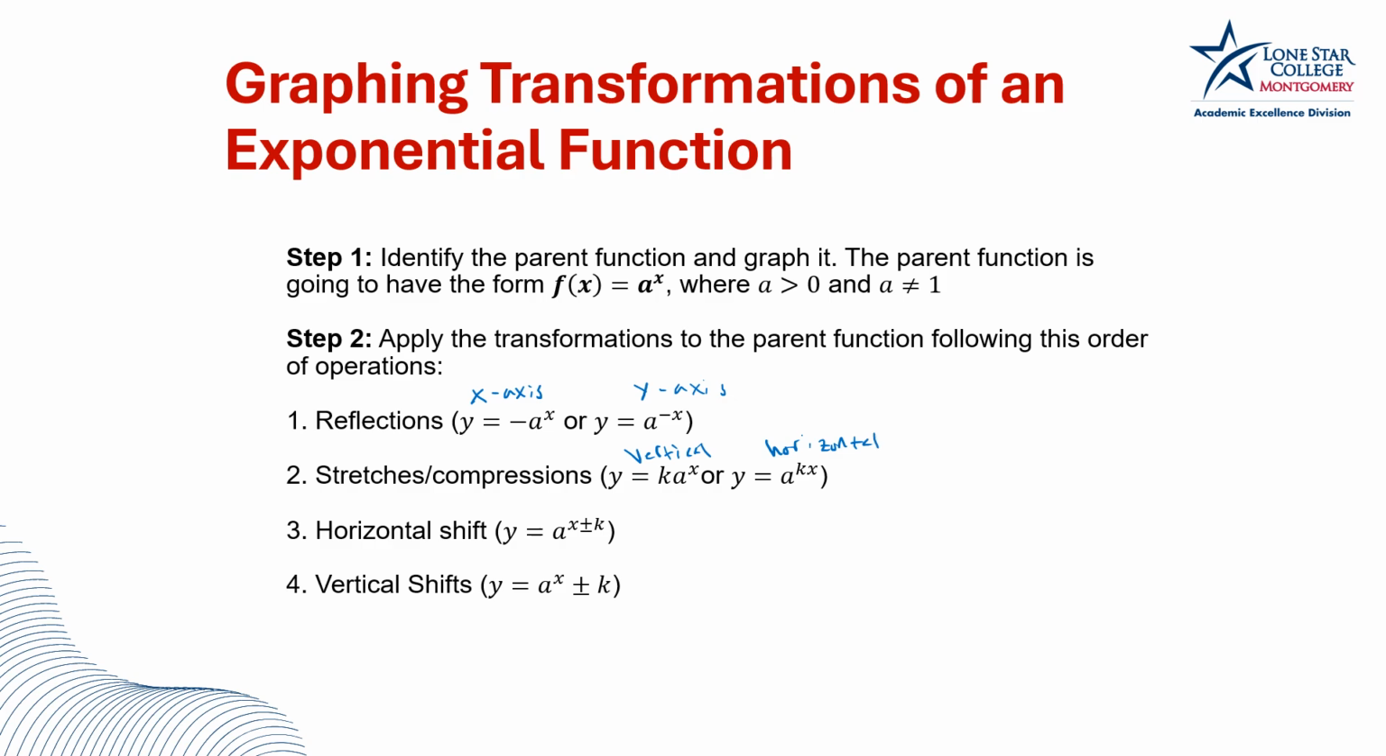Now, number 3 is a horizontal shift. So if you have y equals a to the power of x plus or minus k, that would shift it left or right. And number 4, vertical shifts, is when you have y equals a to the x plus or minus k. So when it's on the outside of the function, it would move it up or down, respectively. One thing to consider for the horizontal shift is that if it says x minus k, it's actually moving to the right. If it's x plus k, it's moving to the left.